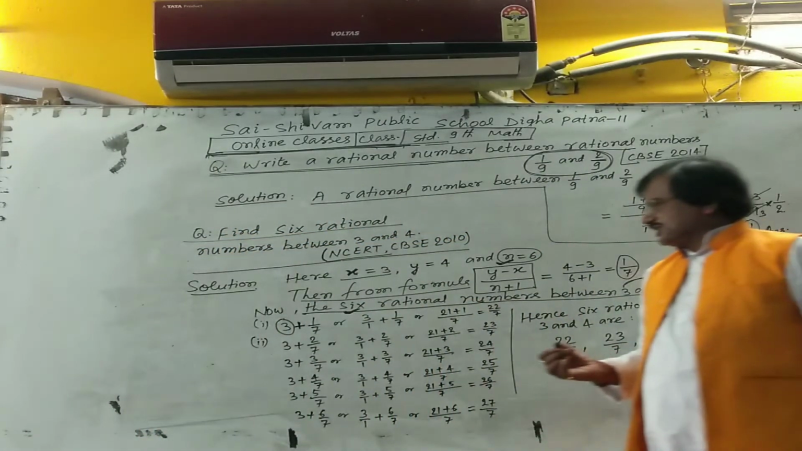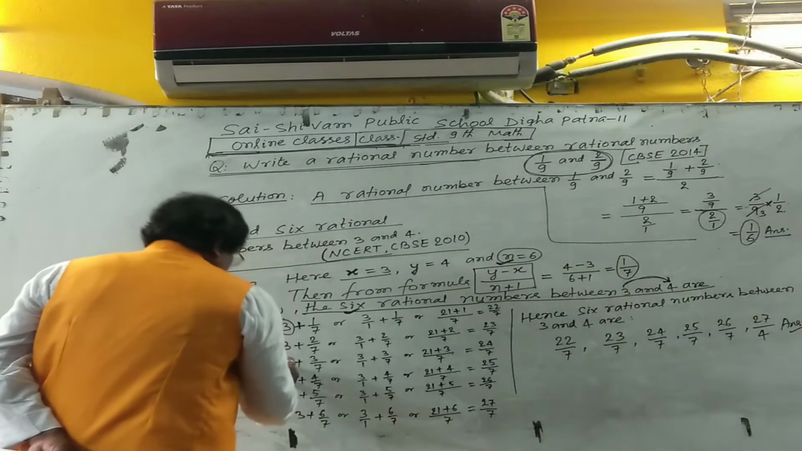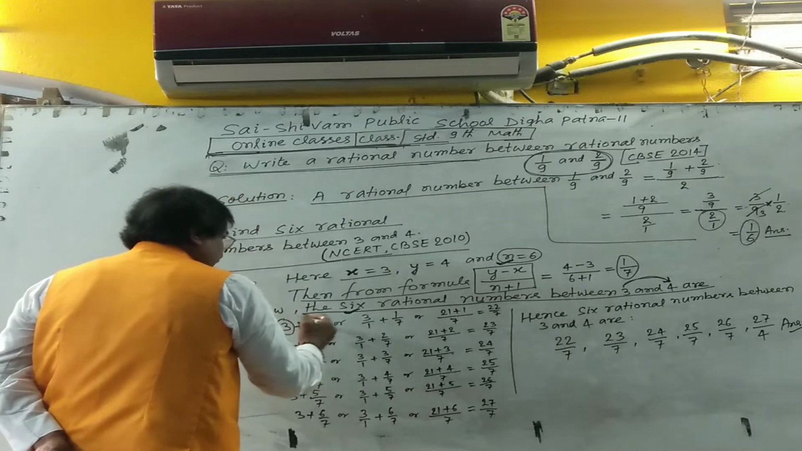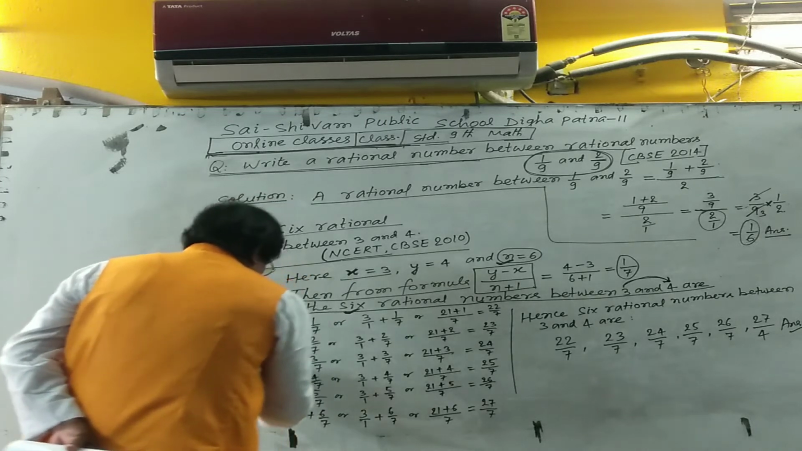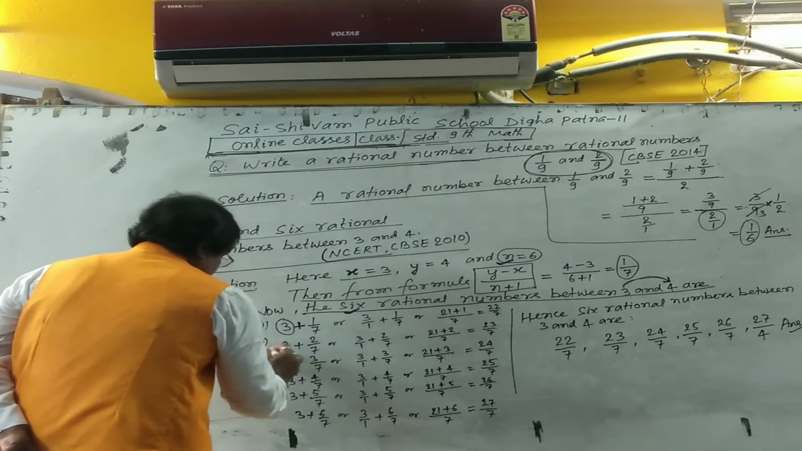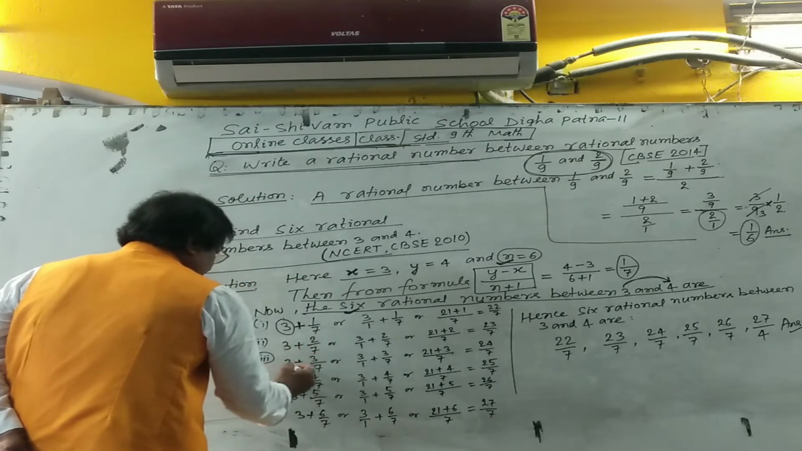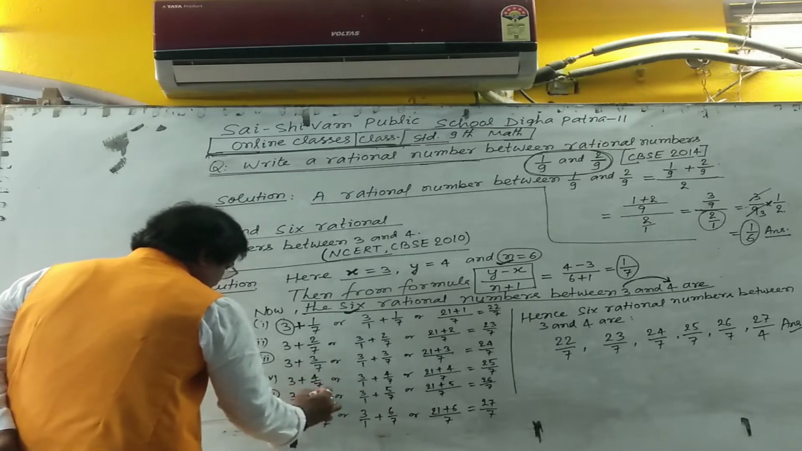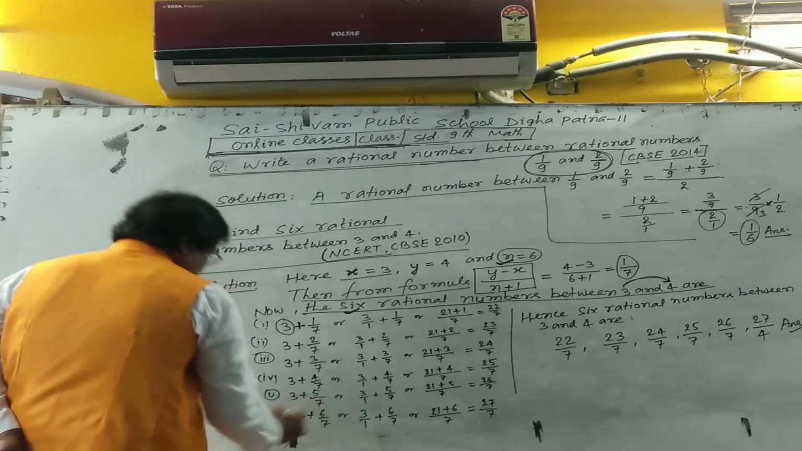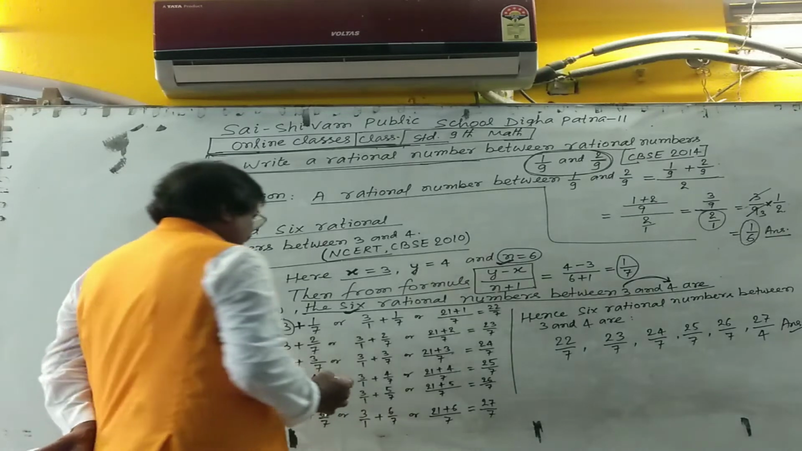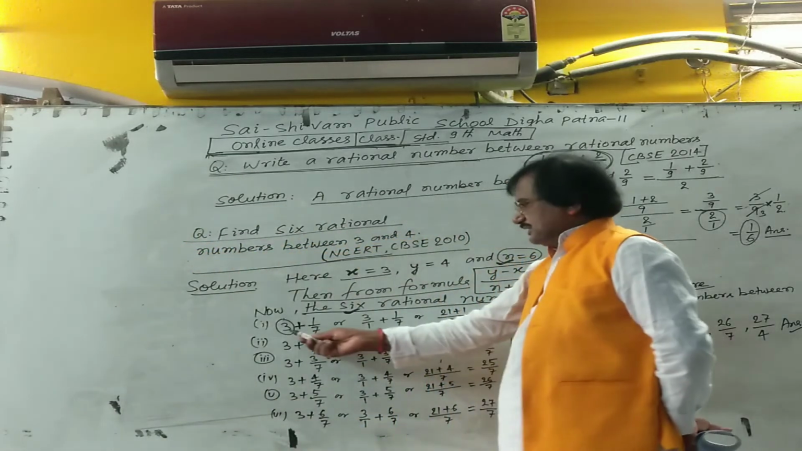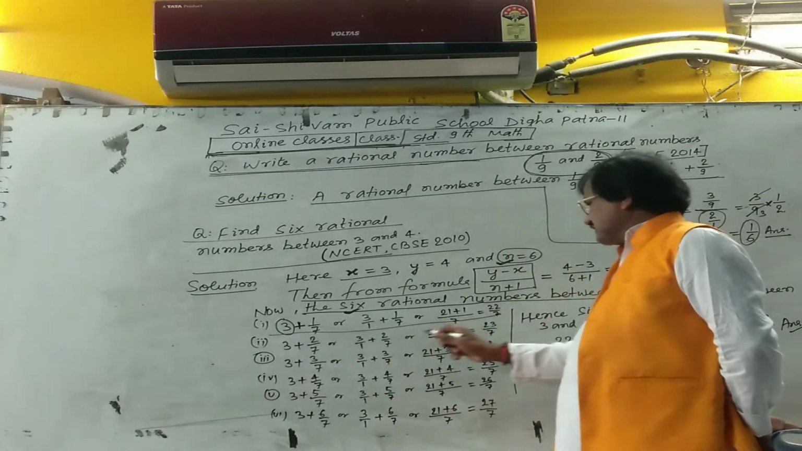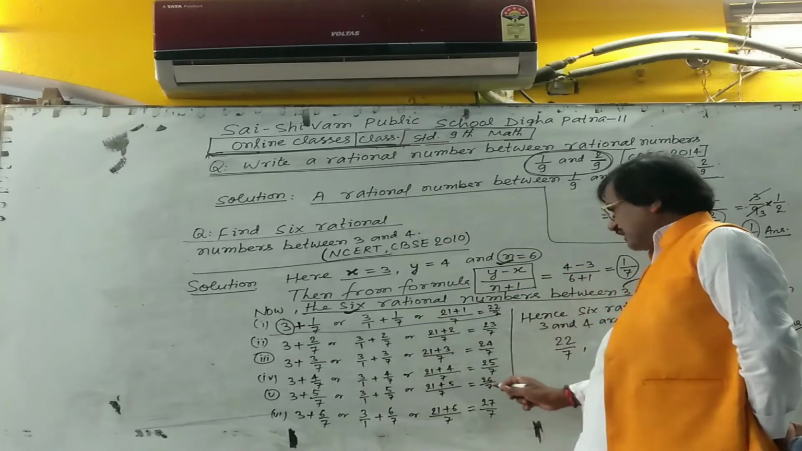So you just write it like this. First rational number between 3 and 4: 3 plus 1/7. Second: 3 plus 2/7. Third: 3 plus 3/7. Fourth: 3 plus 4/7. Fifth: 3 plus 5/7. Sixth: 3 plus 6/7. You just get this value for the first, second, third, fourth and fifth rational numbers.